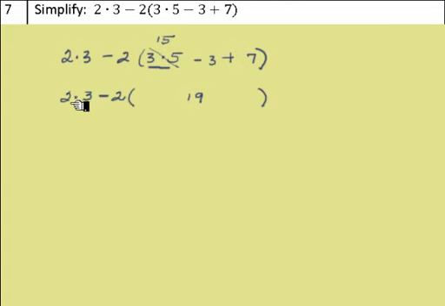Okay, so now we have a multiplication here, and this is another multiplication. Let's start by doing this multiplication. So we have 6 minus 2 times 19. Now, we can't subtract 6 minus 2. That's a common error, because here we have a multiplication that we have to do first. All right, so that's 6 subtract 38. All right, and so finally that's negative 32.